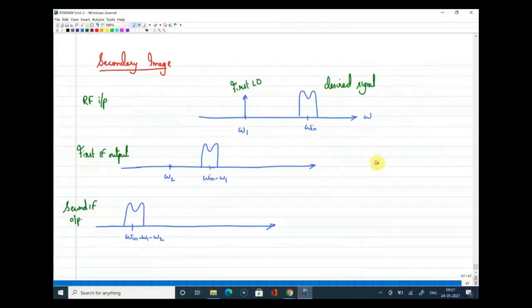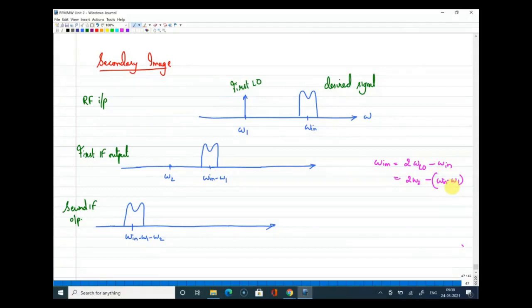so we know that image frequency can be written in different forms. It can be written as 2 omega LO minus omega in at the input of the second mixer. If I write the image frequency, the LO frequency is omega 2, so it is 2 omega 2 minus the input frequency, which is omega in minus omega 1. I hope you are following.